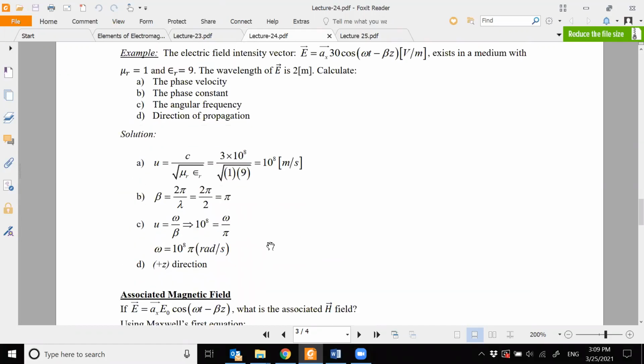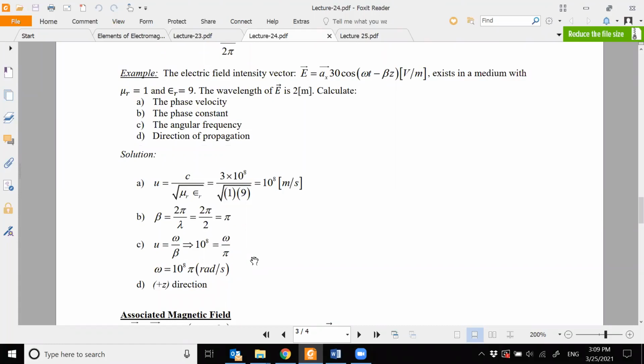This is another example where the electric field vector is given to you. It exists in a non-magnetic medium with epsilon r equal to 9, and the wavelength is given to us, lambda is 2 meters. We need to find the phase velocity. How do you find it? u is c over root of mu r epsilon r. Because it's not in free space now, we have to use the generalized expression, c over root of mu r epsilon r. Substituting these two gives the velocity.